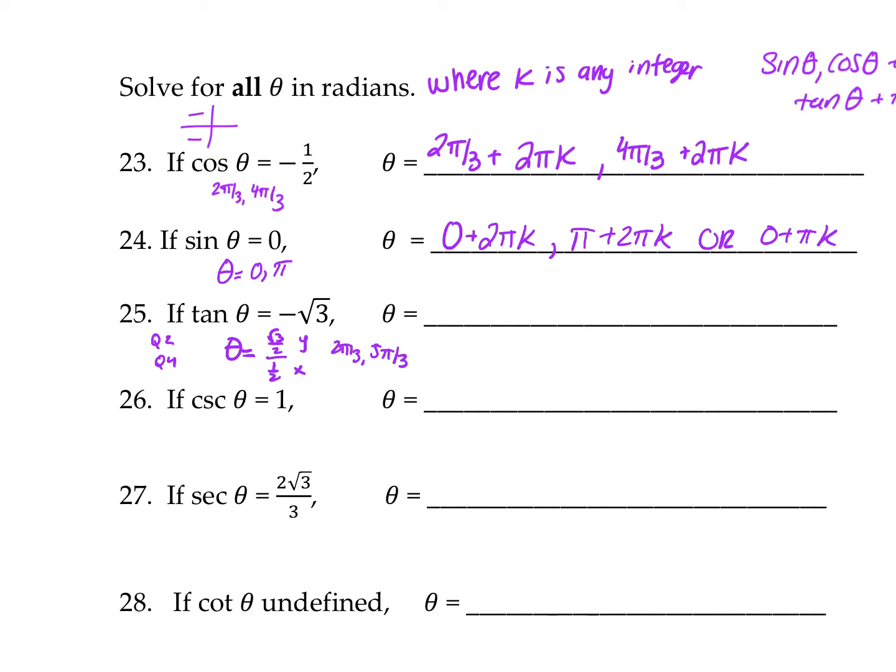So I could say 2 pi over 3 plus 2 pi k and 5 pi over 3 plus 2 pi k. But notice that 2 pi over 3 and 5 pi over 3 are only pi apart, because pi is the same as 3 pi over 3. So you could also write this as just 2 pi over 3 plus pi k.